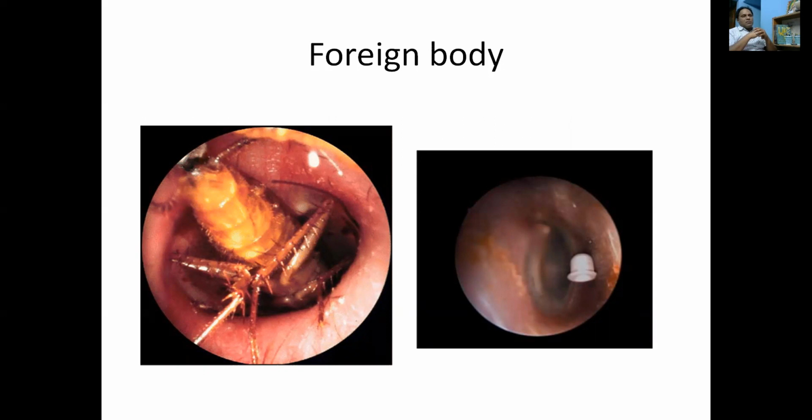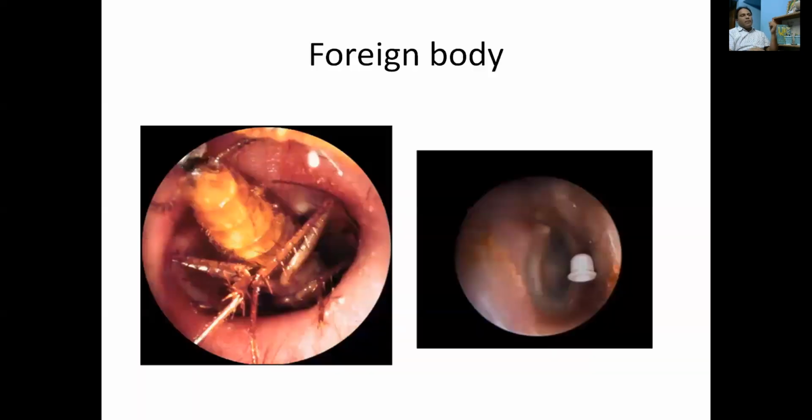Foreign bodies, as I told you before, may be vegetative and non-vegetative. In this picture, there is a cockroach in the canal, and in the second picture, a rubber pellet is in the canal. Removal of a foreign body can be done by suctioning, forceps, or using some hooks. But the one condition where you should not syringe is a vegetative foreign body.